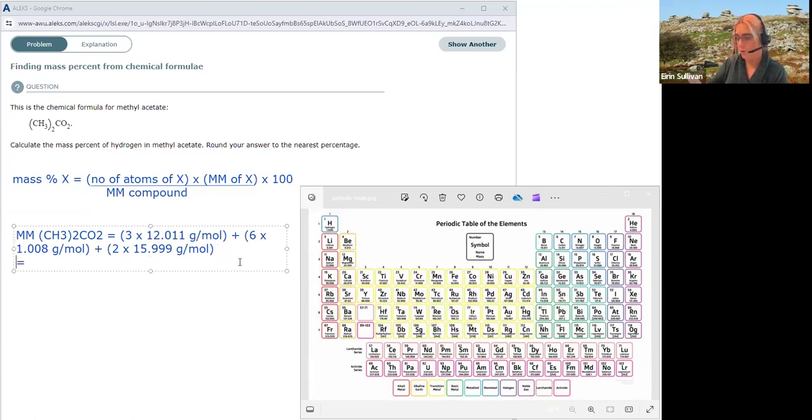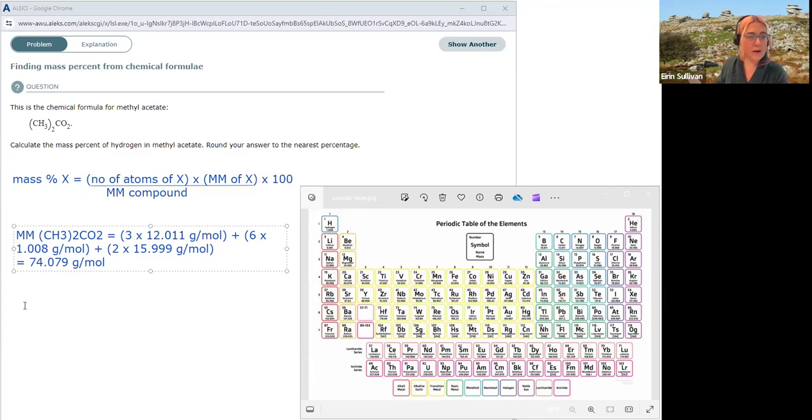So, we've got to turn the calculator on: 3 times 12.011 plus 6 times 1.008 plus 2 times 15.999 gives me a molar mass for the total compound of 74.079 grams per mole. Don't worry about rounding or anything, that'll be fine. We'll round at the end, that's always good.